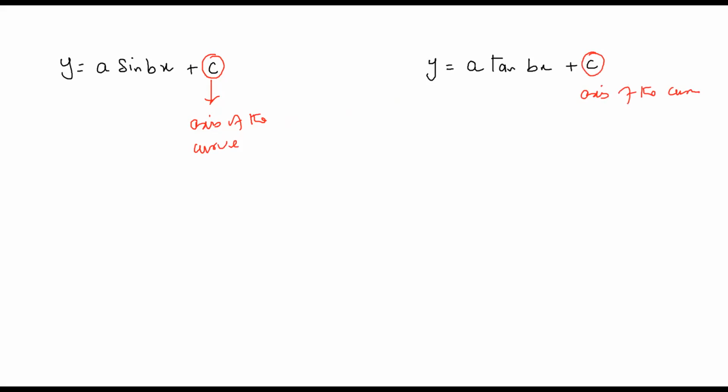Now this a is the amplitude here. Okay, this a is literally insignificant here, but it can help you to determine the direction of the curve. If it is positive, the curve will be normal. If it is negative, you will reverse the curve. But this a is not the amplitude.